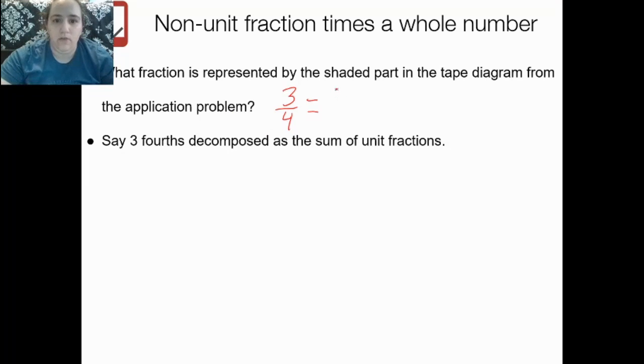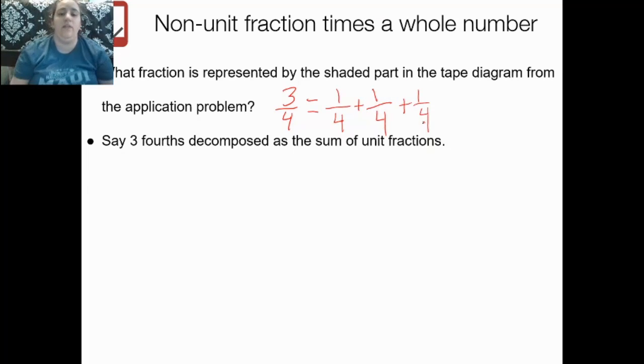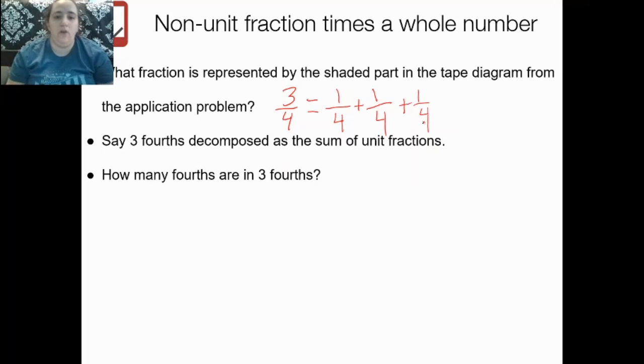So if we add these up, we had 1/4. How many fourths do we need to add up to get to 3/4? So hopefully you just said 3. So let's go ahead and write those out. So we have 1/4 plus 1/4 plus 1/4. So say that out loud. 3/4 equals 1/4 plus 1/4 plus 1/4. Alright. How many fourths are in 3/4? Well, there are 3 fourths in 3/4.